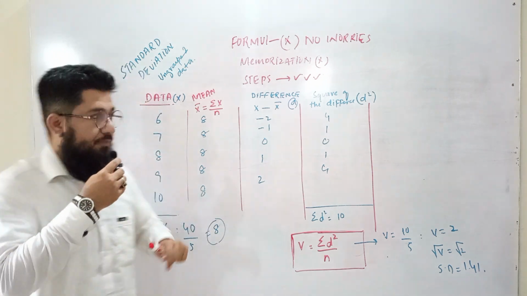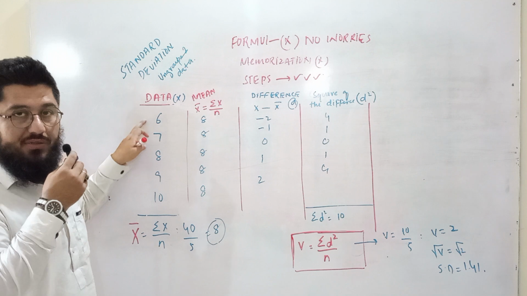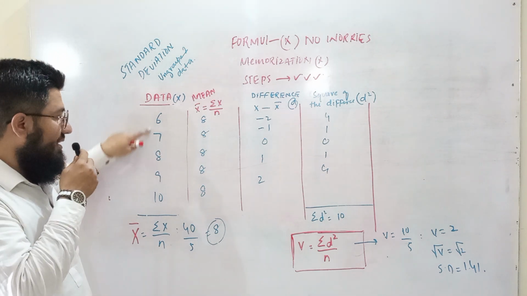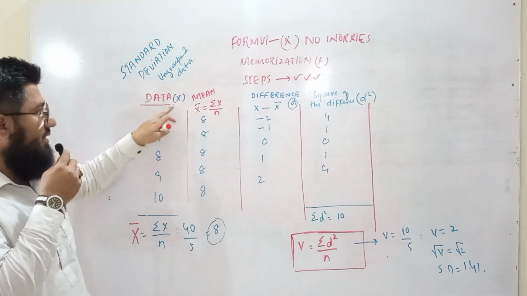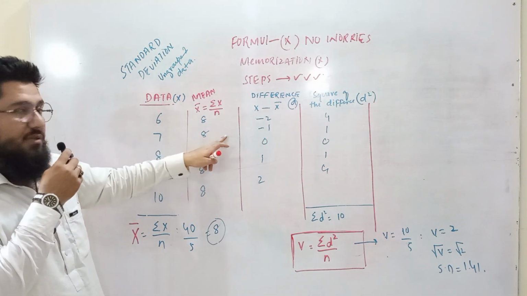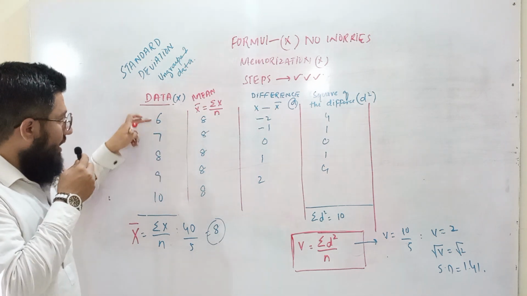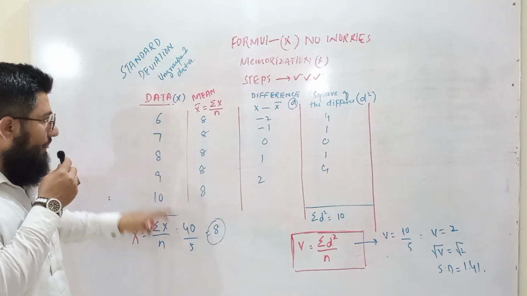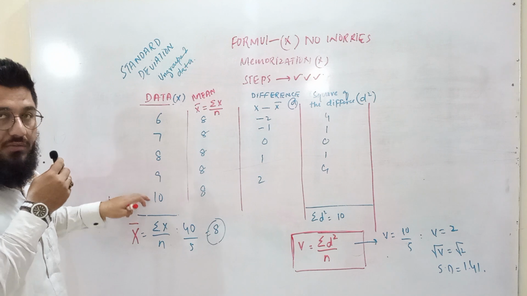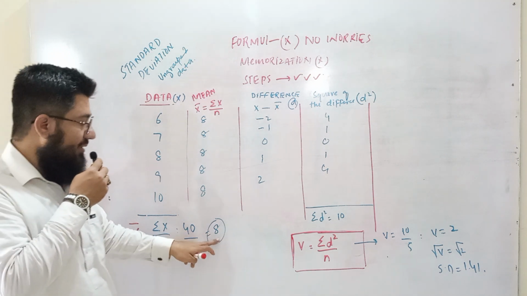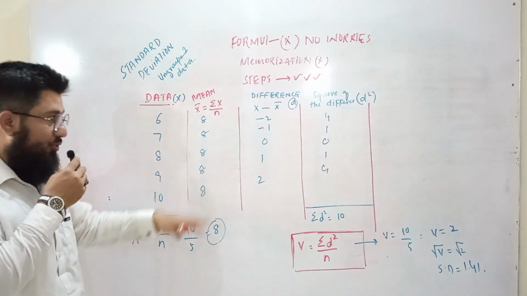for ungrouped data. Step number one: you will be given this data in the exam. Just take the data, and the very first step is write down the data, give it the name X. The second step is take the mean of this data. Now, how to take the mean? Very simple. Add all these, you will get 40, and then divide by the number of points. 1, 2, 3, 4, 5 points we have, then divide it. So you will get the result, that is 8 for our particular data.